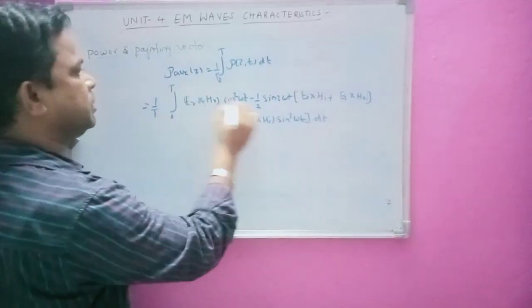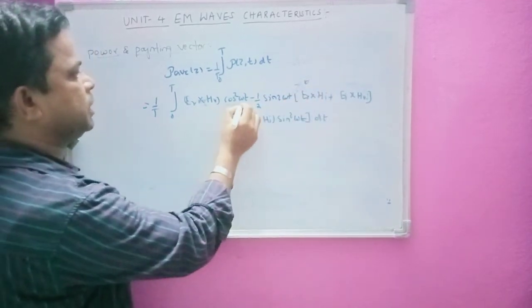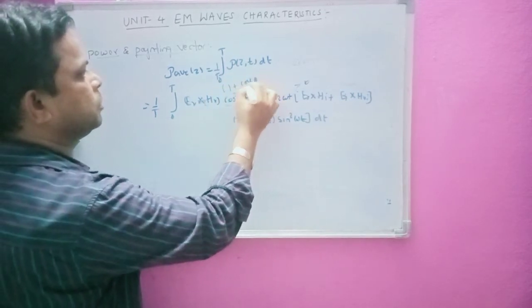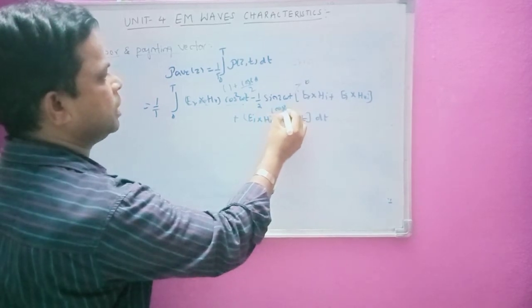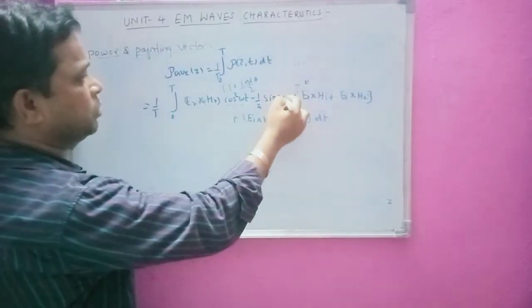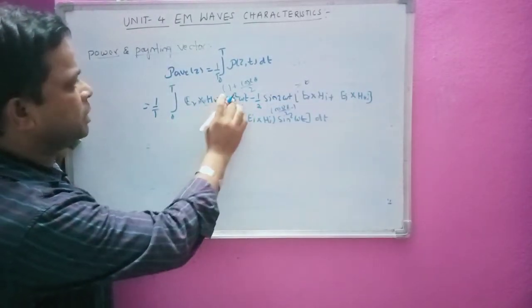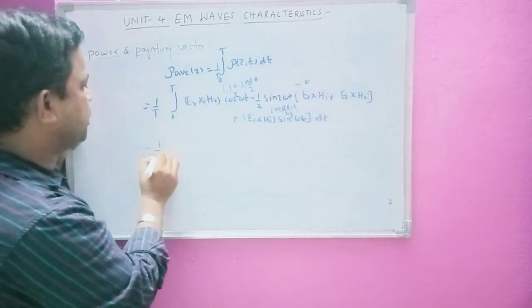So in this equation, if I integrate this entire term in the limit 0 to T, it will be equal to 0. In this equation I can write this as (1 plus cos 2θ)/2 and this one as (1 minus cos 2θ)/2. So this entire thing is going to be 0, and I am left with only the constant terms here, 1 and 1. So that is what I get here, 1 by T.